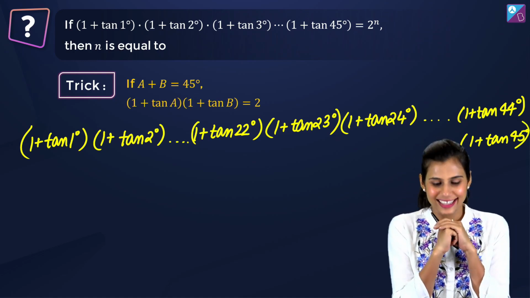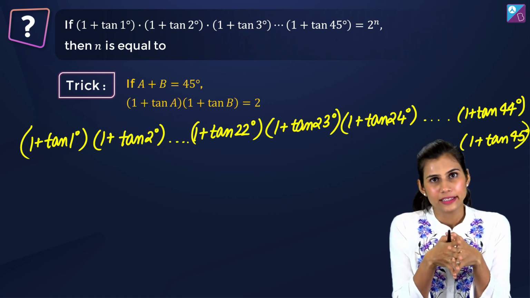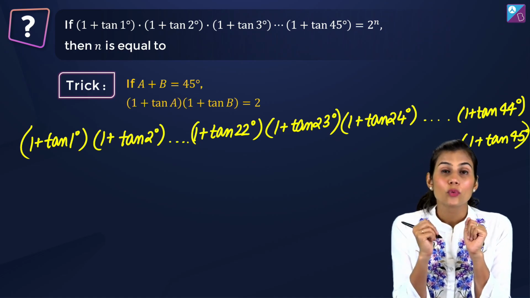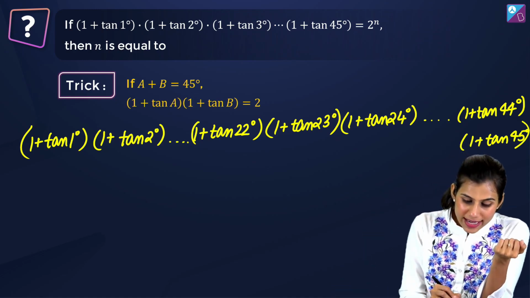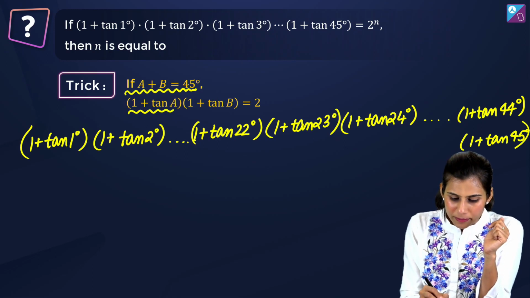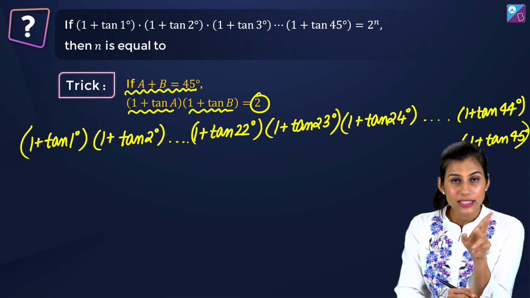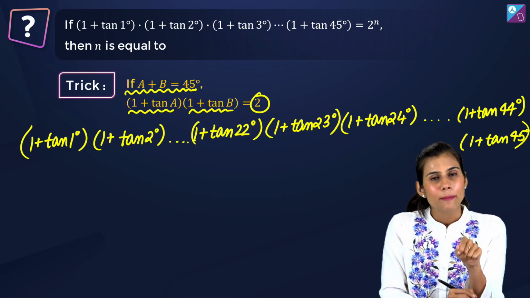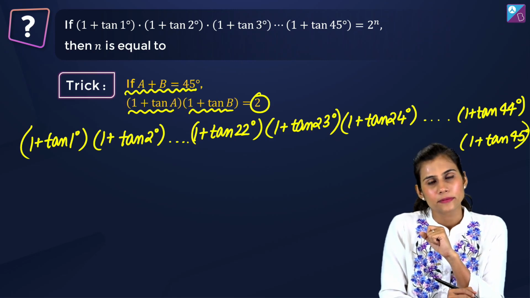Now what? Well, please catch hold of the look of each bracket. It is of the form 1 plus tan theta, which should immediately remind you of the fabulous result that whenever A plus B is 45 degrees, the product of 1 plus tan A and 1 plus tan B is nothing but equal to 2 each and every time. Whenever the sum of two angles is 45 degrees, 1 plus tan ratio of the first angle multiplied by 1 plus tan ratio of the second angle always results in 2 as the answer.